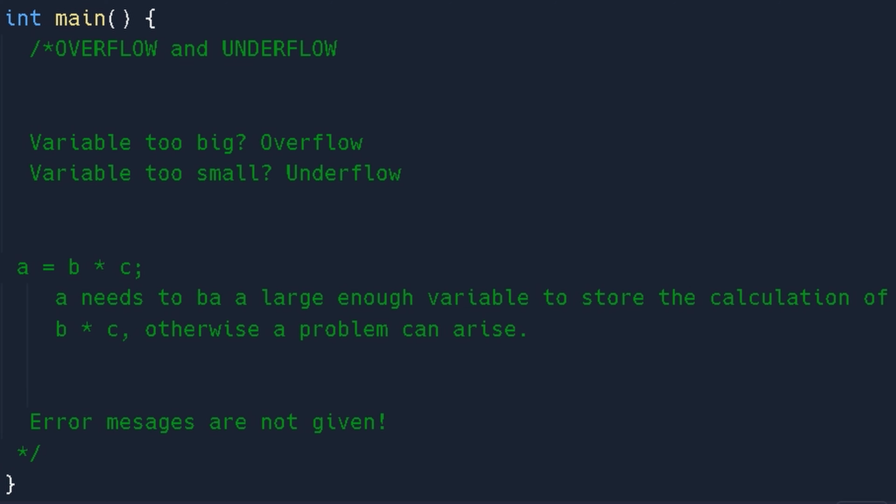A is equal to B times C. A needs to be large enough of a variable to store the calculation of B times C. Otherwise, a problem can arise, and a big problem because error messages are not shown. They're not given. They're in the background, you won't know.